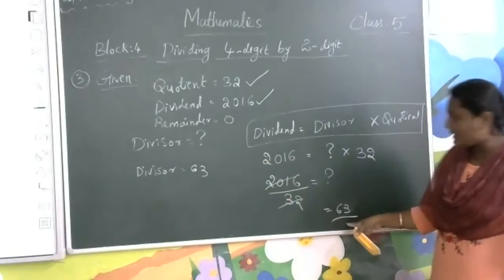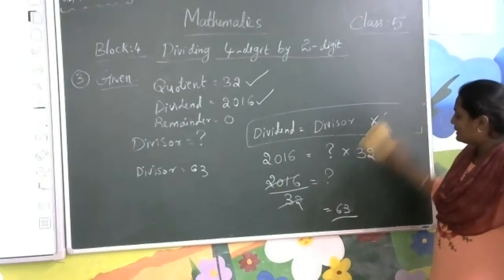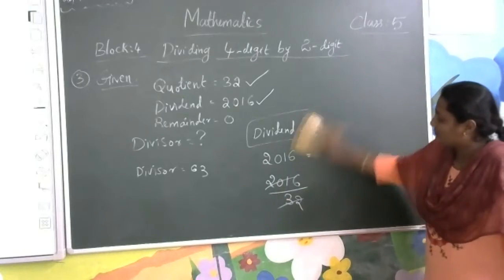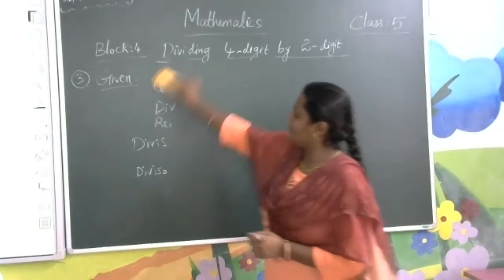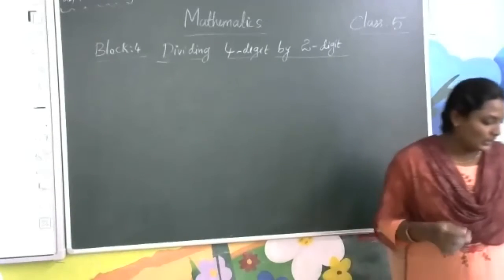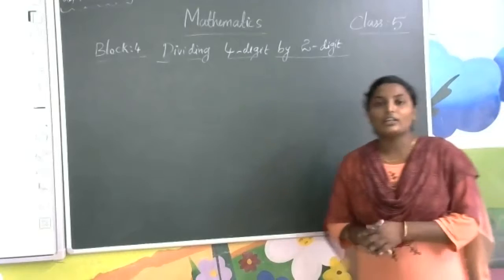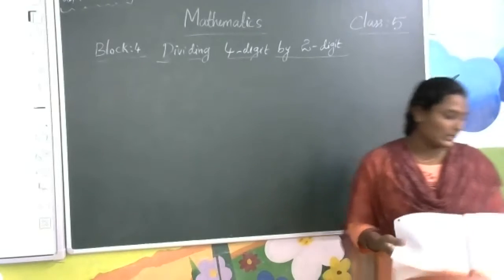So, what is our divisor? 63. This way we have to solve the problem. This is about yesterday's method. So, the third one we try to do. In page number 18, workbook, the third one is the same order. Try to do it, children, and post it.